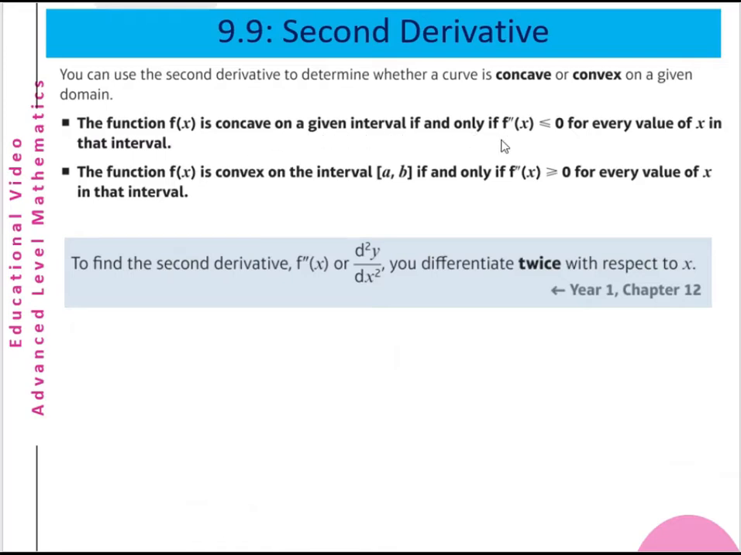on a given interval if and only if f''(x) less than 0，即是第二次的微分个数字是小过零，那个范围之内那条 curve 就叫做 concave。The function f(x) is convex on the intervals a 去到 b if and only if f''(x) 是大过零，即是第二次的微分个数字是大过零的话，那个 x 在这个范围之内的 f(x) 就会是一条 convex。So to find the second derivative f''(x) or the d square y over dx square, you differentiate twice with respect of x. 即是你要将 f(x) 微分两次，你就会得到个 second derivative.